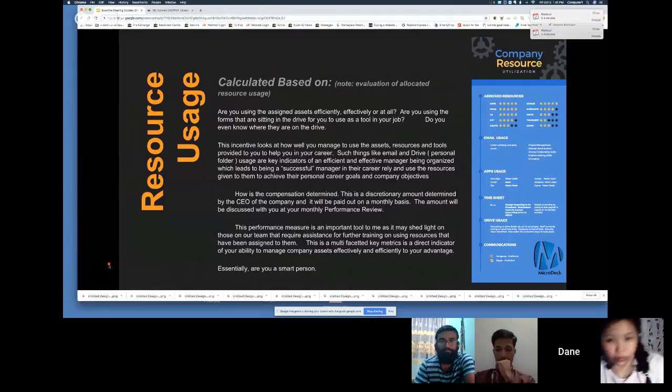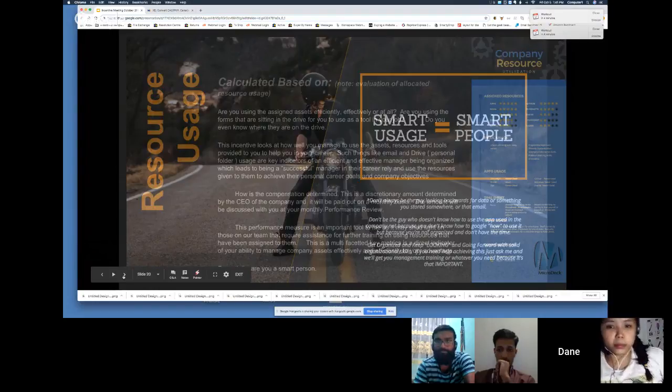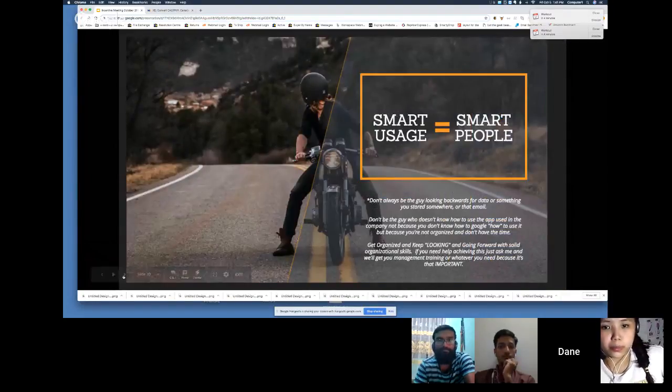So does that make sense to anyone? Yes. Is everybody comfortable with it? So it will be something like the sample to the right you see on the screen. It'll just be a rough evaluation and it'll be part of it, and I'll discuss it in your review with you. Okay, great. So to me, smart usage equals smart people, period.